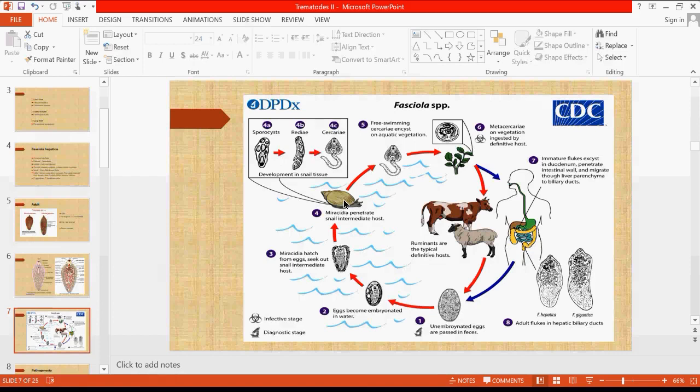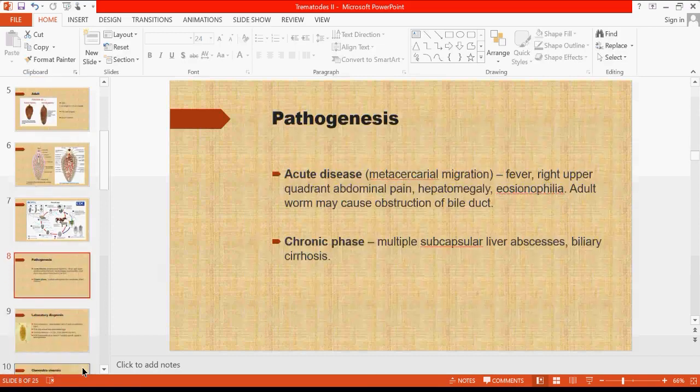When the cercaria is formed, it gets released into the water from the snail. It has a tail, with which it can travel and reach the second intermediate host, that is the aquatic plants, where they encyst themselves to form the encysted metacercaria, which will be ingested, and the life cycle will be completed. Okay, so this is the life cycle of Fasciola hepatica. Now the pathogenesis.